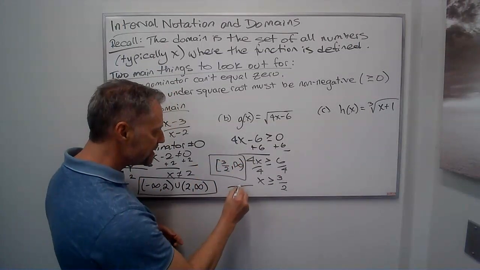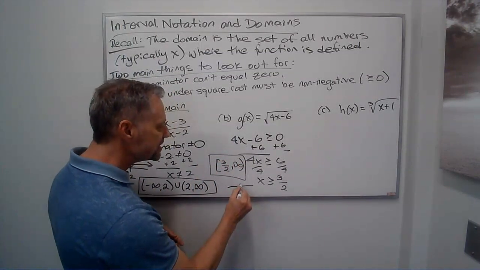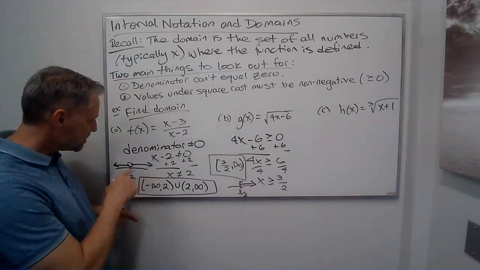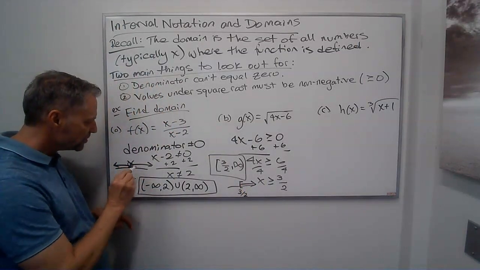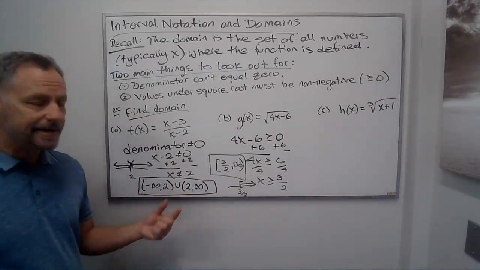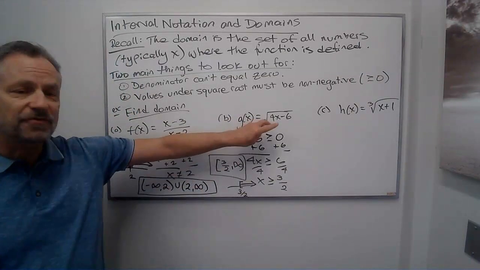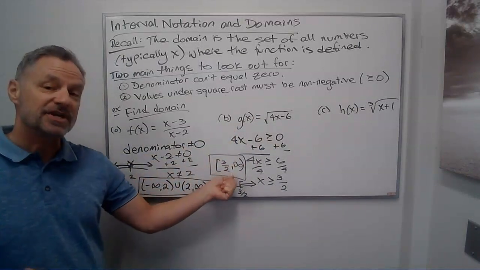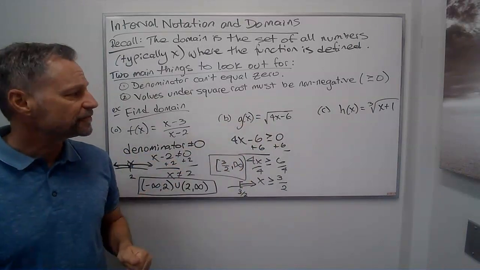Graphically, if you wanted to see that, I've got my 3/2. It's anything greater than or equal to that. This one, I put it with a circle, but oftentimes we put it with parentheses like we did here. So 3/2 to infinity, that's my domain. Any values in there, I'll get a real number. Any values not in there, I won't get a real number for g of x.